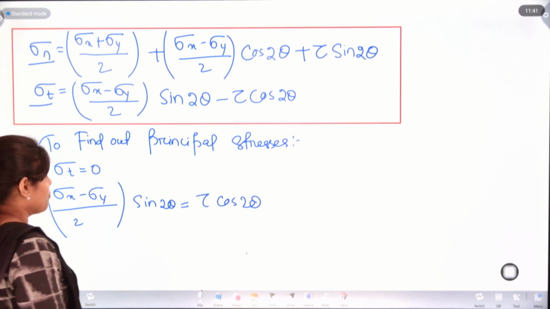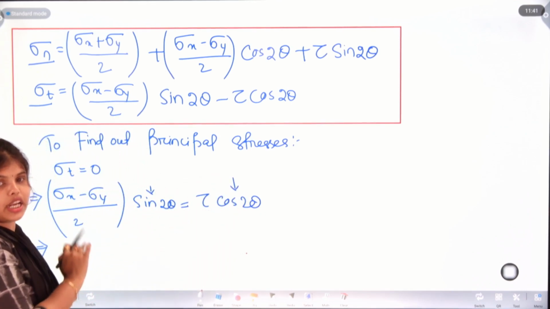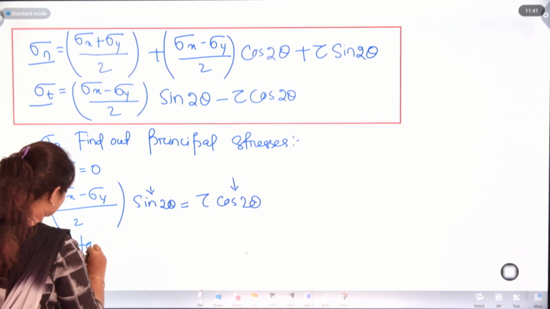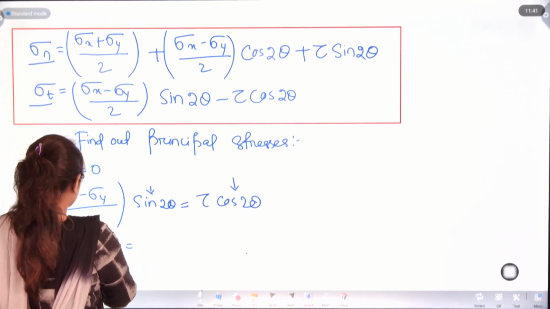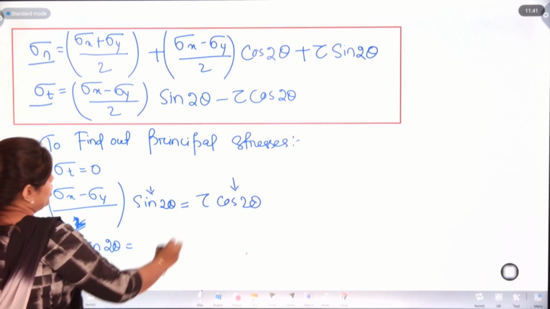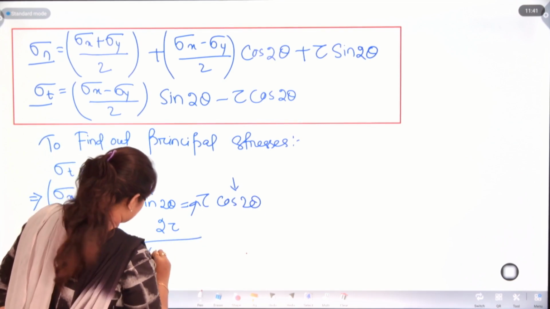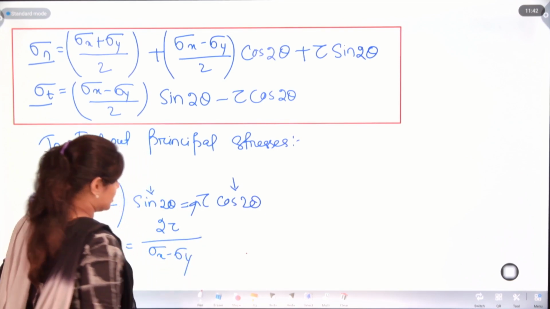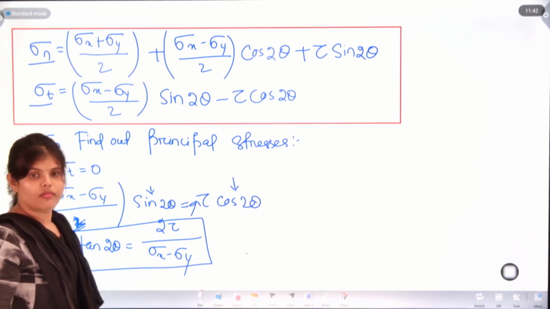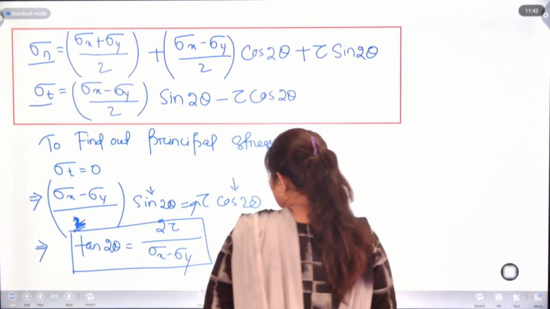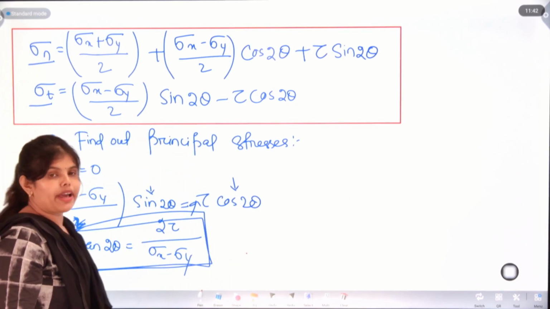Again, if we take sine 2 theta by cos 2 theta, that will be tan 2 theta. If these two are multiplied across, we will have 2 tau upon sigma x minus sigma y. Now we have the equation for tan 2 theta: tan 2 theta equals 2 tau upon sigma x minus sigma y.